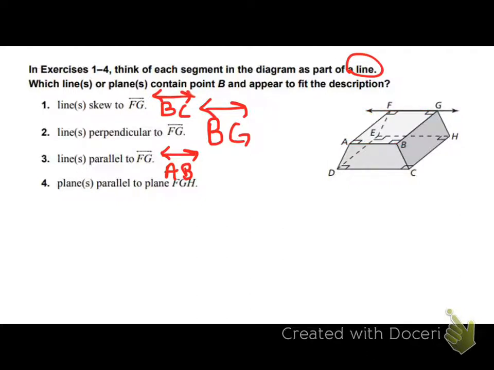Last it says name planes parallel. But before we even do that, some of y'all still don't know how to name a plane. Plane ABC.